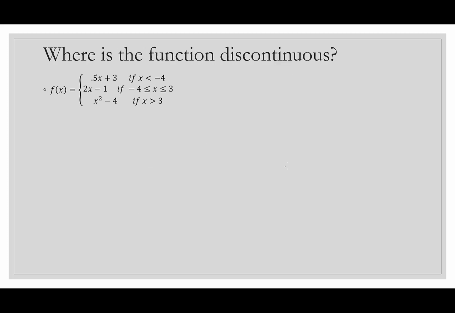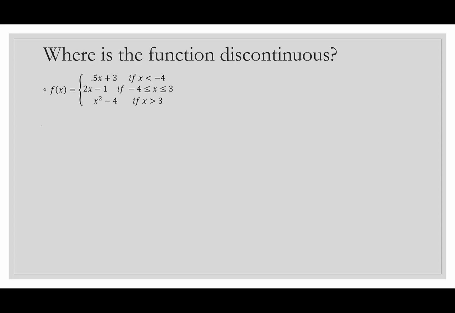My last example says where is the function discontinuous? So I have f of x is 0.5x plus 3 if x is less than negative 4. It's 2x minus 1 if negative 4 is less than or equal to x, which is less than or equal to 3. And it's x squared minus 4 if x is greater than 3. So the points of discontinuity, I have two that I need to check. I need to see what's happening at negative 4, and I need to see what's happening at 3. First off, I can tell they're both defined because there's an equal sign, but what I need to know is, is the function value equal to the limit?